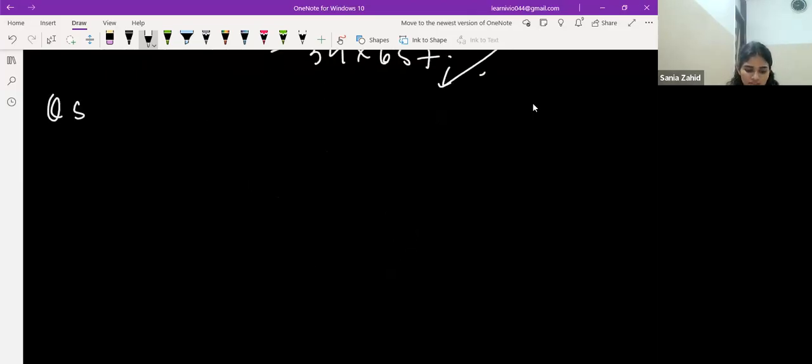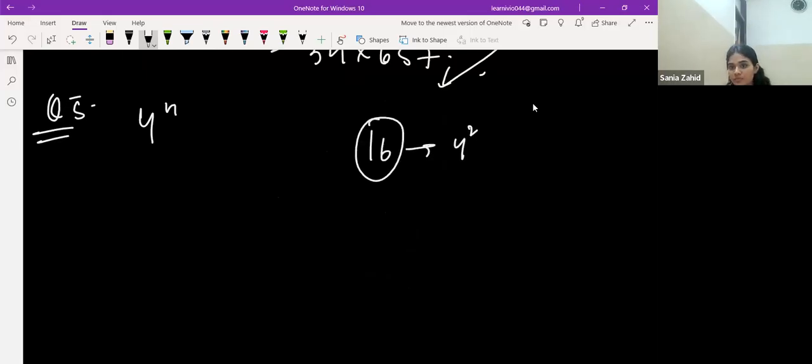Then what is the fifth question? It says check whether 6 to the power n can end with the digit 0 for any natural number n. Okay, so we are checking if the given number ends with 0 or not. We have a similar example in this exercise, example 1, which says consider the number 4 to the power n. So 4 to the power n is any number. Let's suppose 16. 16 is 4 to the power 2, right? 64 is 4 to the power 3, right? So let's consider any number 4 to the power n.